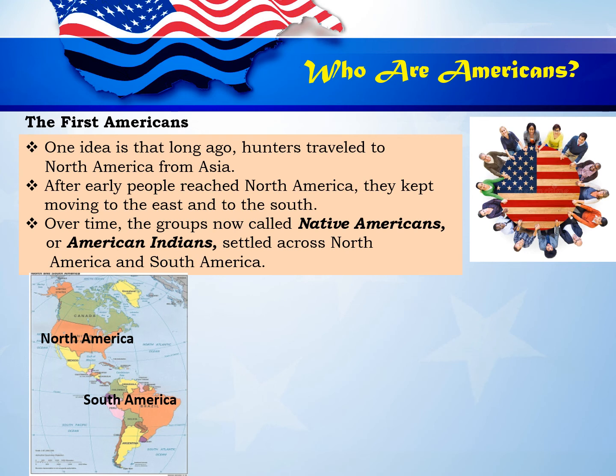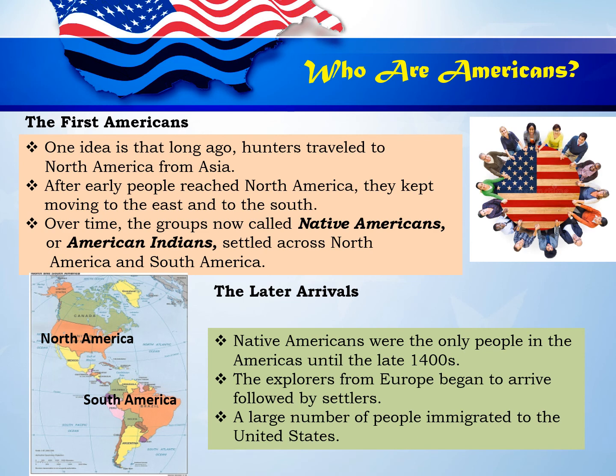One idea is that long ago, hunters traveled to North America from Asia, and over thousands of years, more and more people followed. After early people reached North America, they kept moving to the east and to the south, and over time, the groups now called Native Americans or American Indians settled across North America and South America. Now, what about the later arrivals?